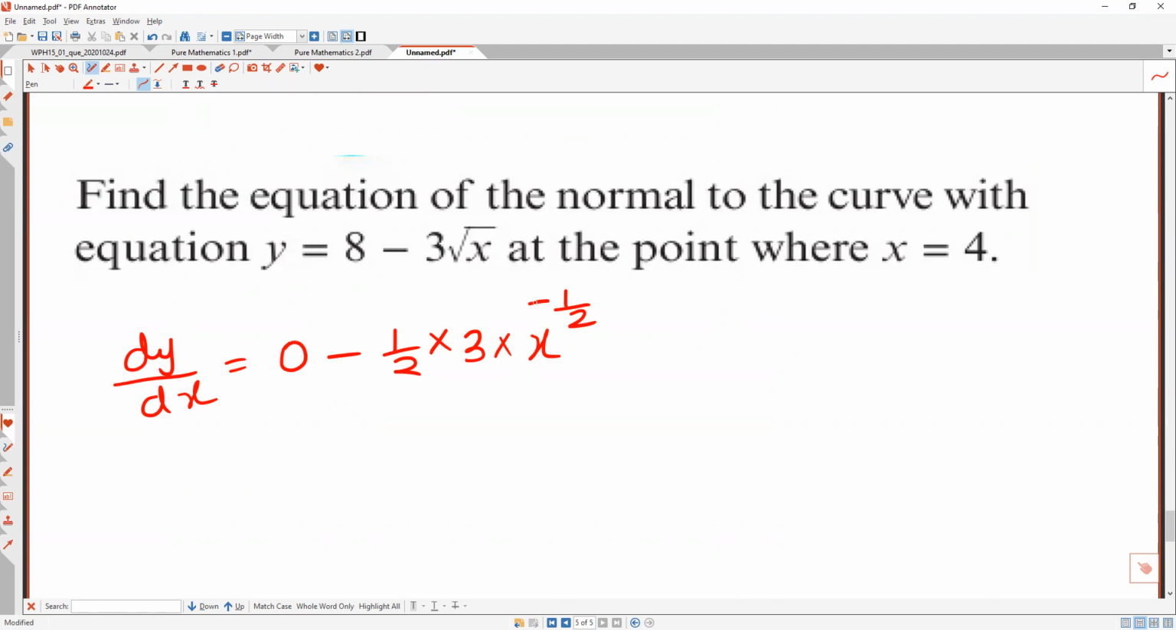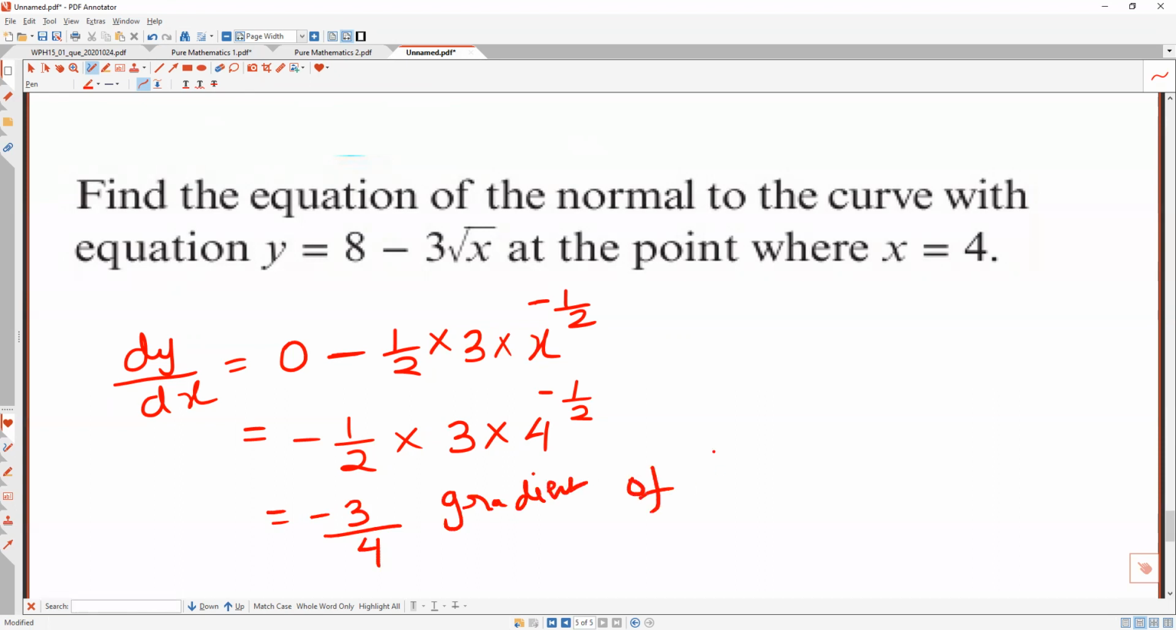Does anybody want a detailed explanation of how I got this? No. So to find the gradient, all I have to do is, in place of x, give 4. 4 raised to minus half. Tell me how much is that in the calculator? Remember, there is a minus sign here. Minus 3 by 4. Minus 3 by 4 is the gradient of the tangent.